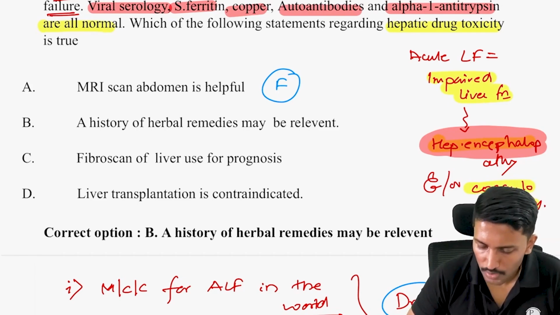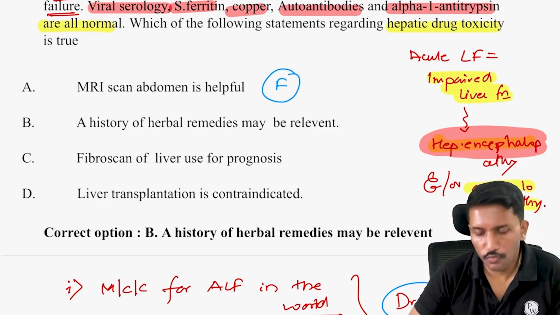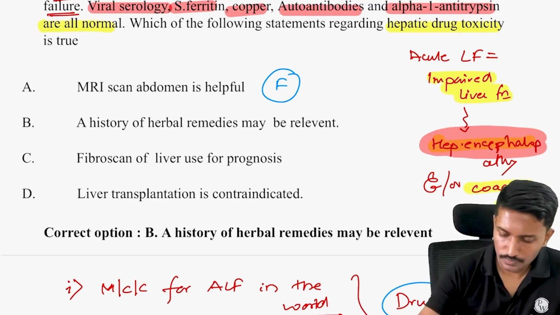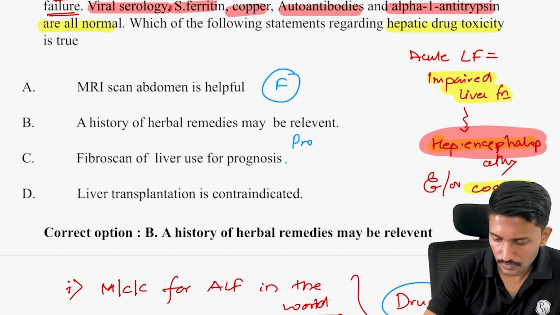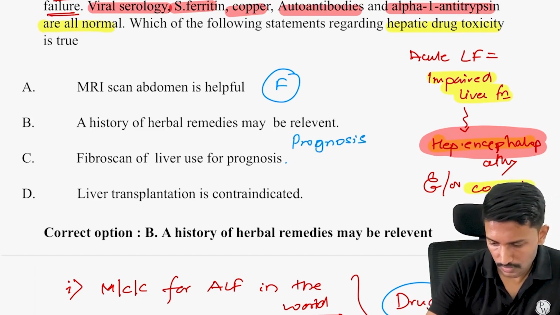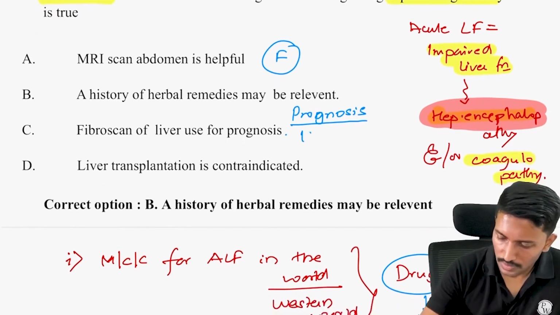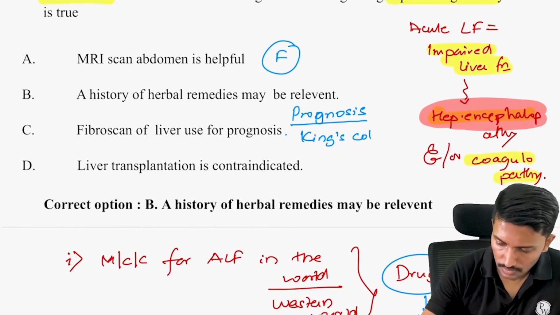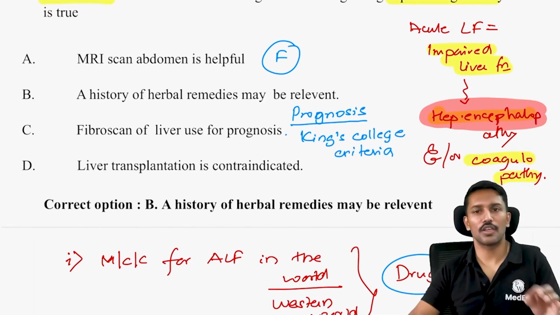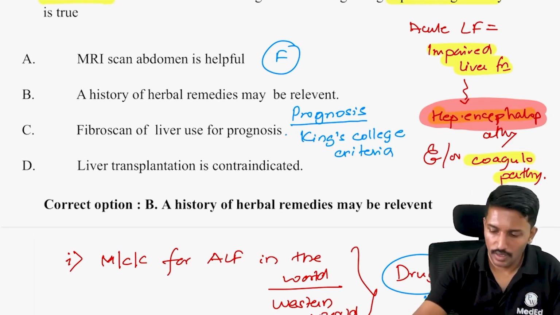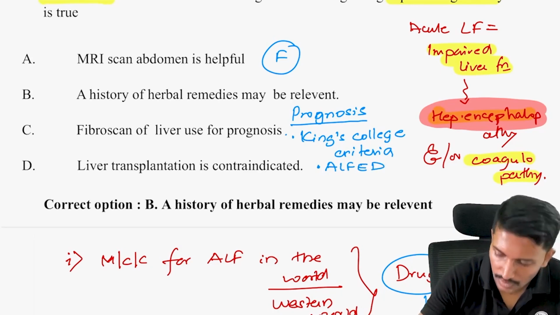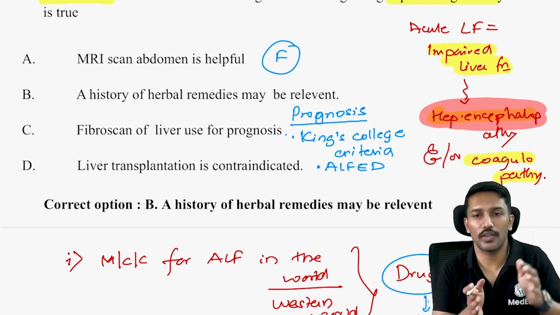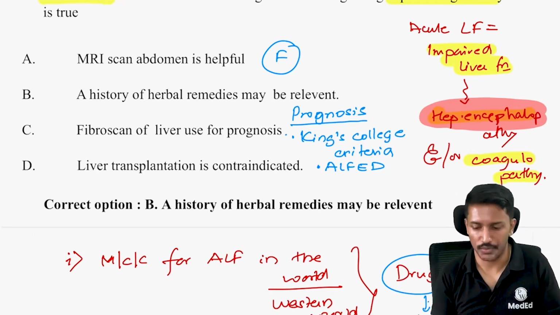Now option B, I'll come back to it. Fibroscan of the liver is useful for the prognosis? Absolutely no, right? What is useful for the prognosis? There is something called the King's College criteria, which can help us predict the prognosis in drug-induced liver injury. And there is one more criteria called the ALFED criteria. These two criteria can help tell whether this patient will make it or will succumb to it.